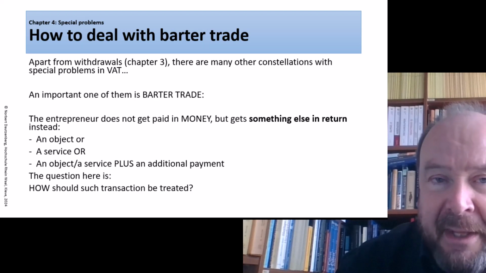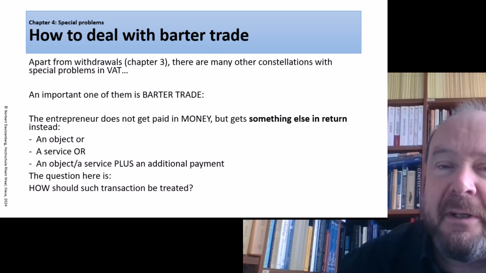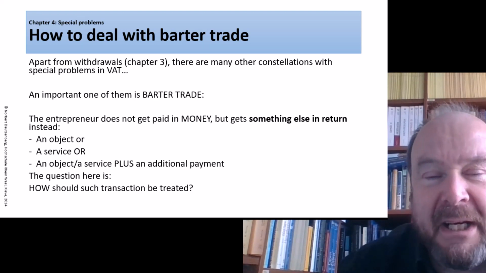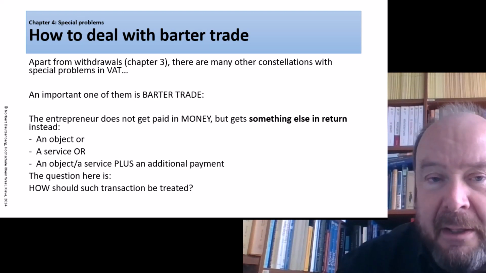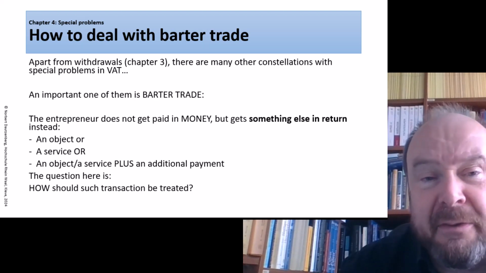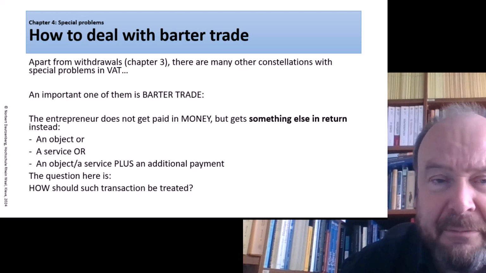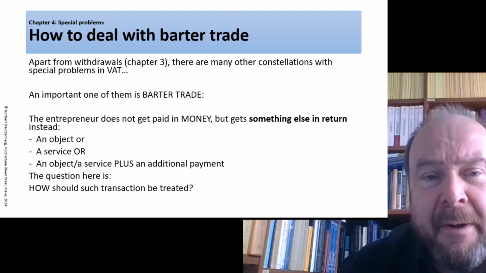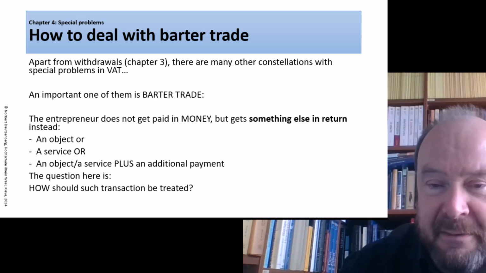What's barter trade? Barter trade is simply my personal label for anything where you don't get paid in money, cash, bank transfer, or so on, but get something else in return. So you do something and you are getting paid with a delivery, so you get an object, or you get a service in return, or you get a service plus delivery plus an additional payment. Everywhere where at least a part of the consideration which you get is not cash is by us now labeled as barter trade.